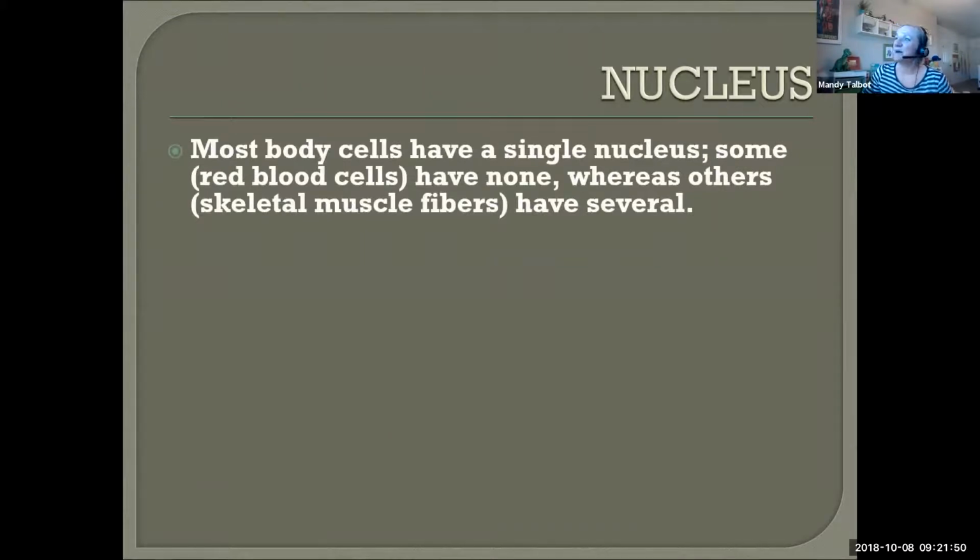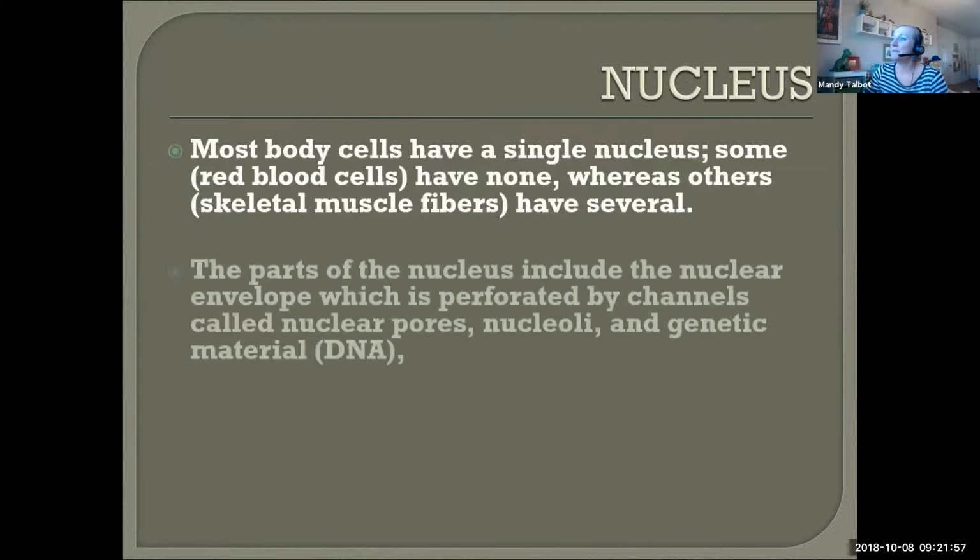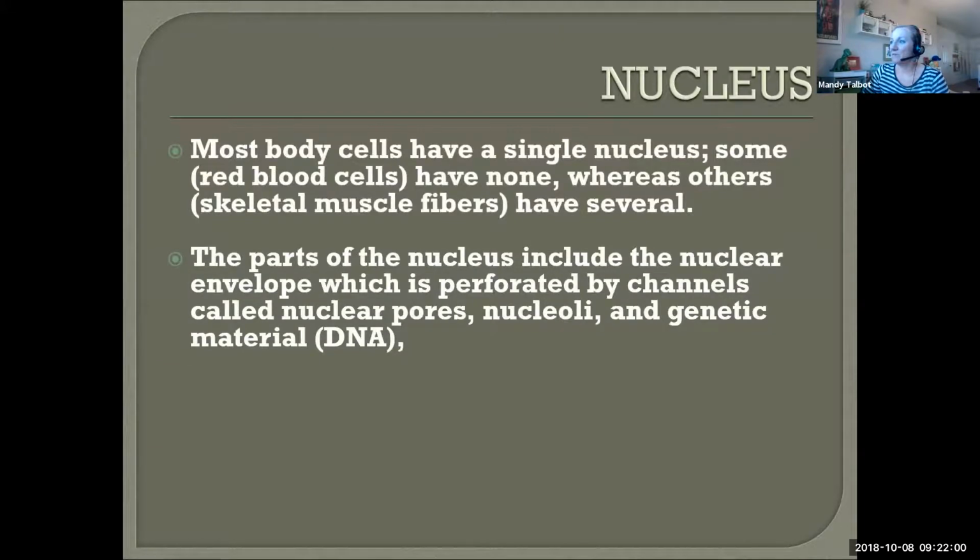So the nucleus, most body cells have a single nucleus. Some of the red blood cells don't, and then some skeletal muscles are going to have several. But typically they're going to have one nucleus. Parts of the nucleus include the nuclear envelope, which has channels or pores. We've got nucleoli, and then our big focus is going to be the genetic material. And you can think of the nucleus as kind of this protective place where the DNA can be to be protected. The DNA is packaged and tightly wound into chromosomes, and then it's protected here in the nucleus.